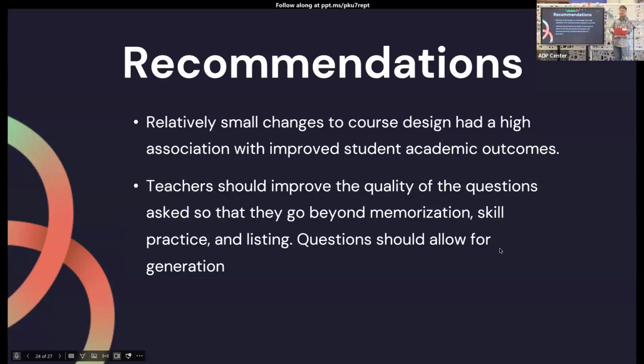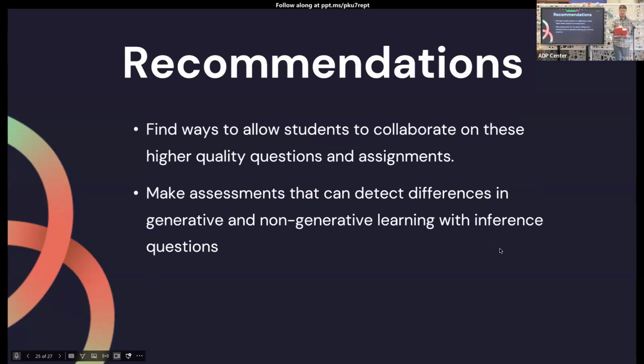So some recommendations. As you can see, some relatively small changes to course design had a high association with improved student academic outcomes. Although this is very preliminary and we need to do more study, I've also personally seen this in my own students. So teachers should improve the quality of the questions asked so that they go beyond memorization, skill practice, and listing. Questions should allow for generation, right? Such as explain yourself, compare and contrast this. And there's that list from the reference, which will be at the end on the last slide, so you can find that article. If you can't get access to it because it is an encyclopedia, just email me. I'll get it to you.